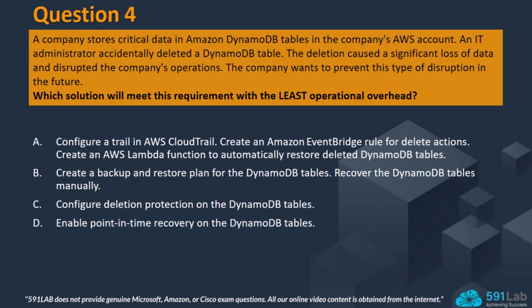A company stores critical data in Amazon DynamoDB tables in the company's AWS account. An IT administrator accidentally deleted a DynamoDB table. The deletion caused a significant loss of data and disrupted the company's operation. The company wants to prevent this type of disruption in the future. Which solution will meet this requirement with the least operational overhead? So before discussing the answers, let's move on to the console.